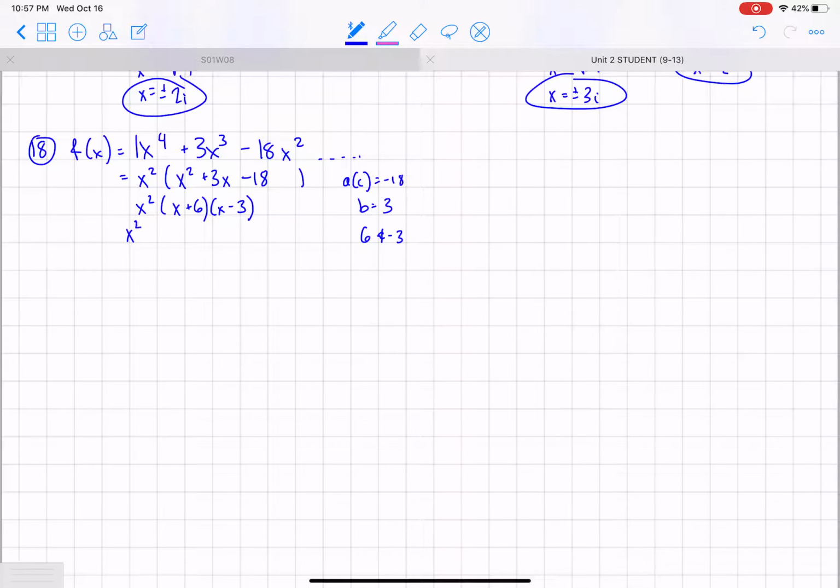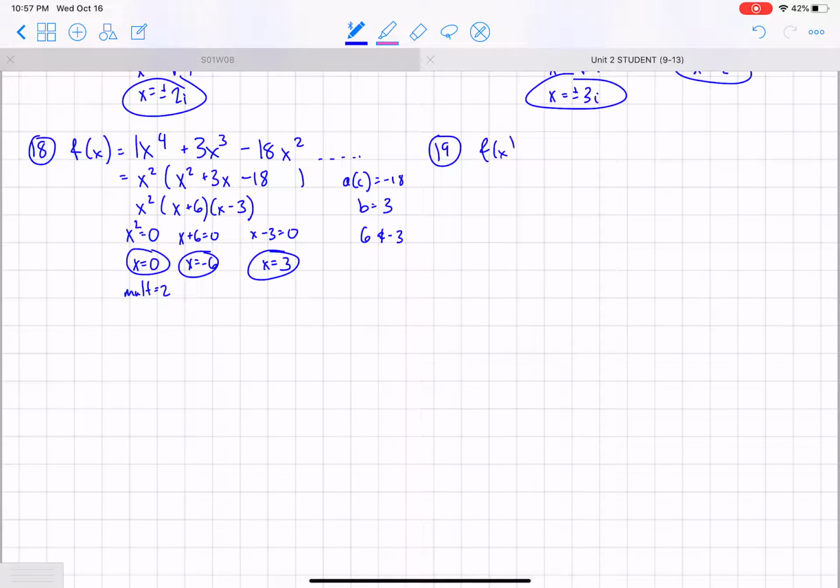So over here we get x squared equals 0. So just x equals 0. X plus 6 equals 0. So x equals negative 6. X minus 3 equals 0. So just x equals 3. So those are 3 different zeros, but the x equals 0 would have a multiplicity of 2. So if we graphed it, we would see something that kissed the x-axis there.